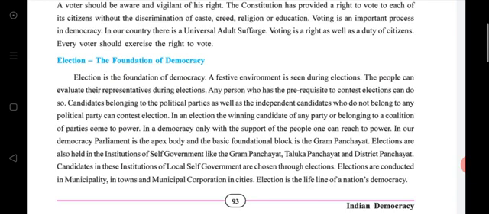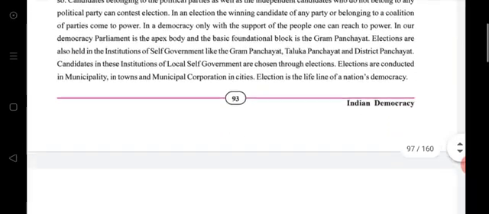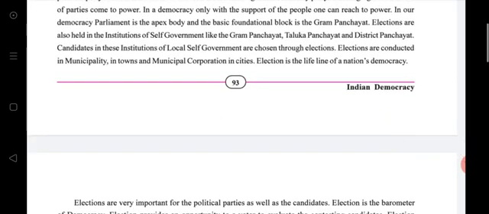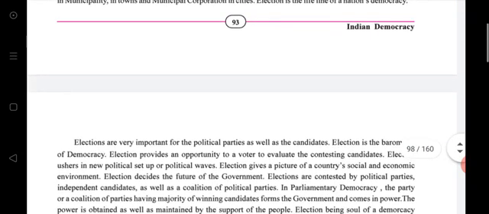Elections are held almost everywhere, like in self-government, like gram panchayat, taluka panchayat, district panchayat, etc. Then, one statement is important for the examination: Election is the lifeline of the nation's democracy.